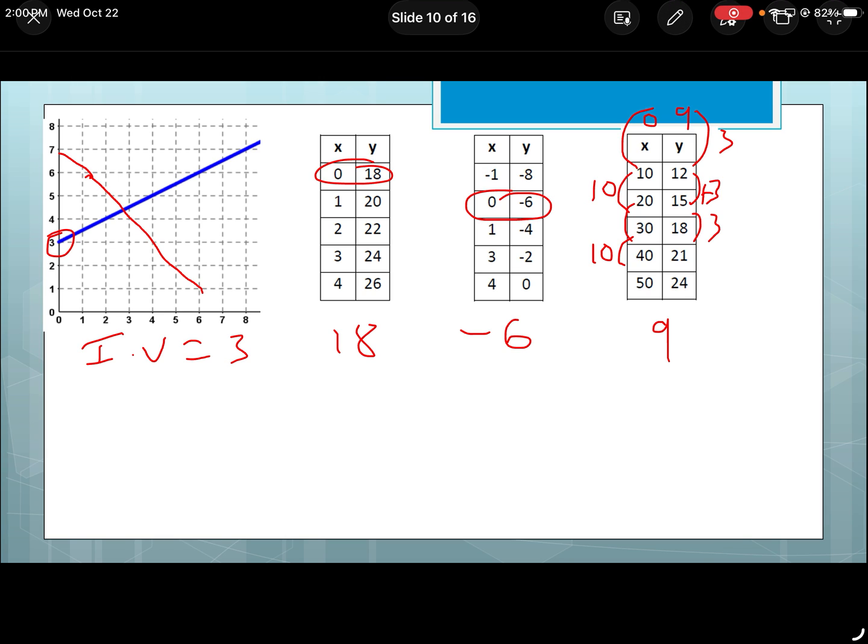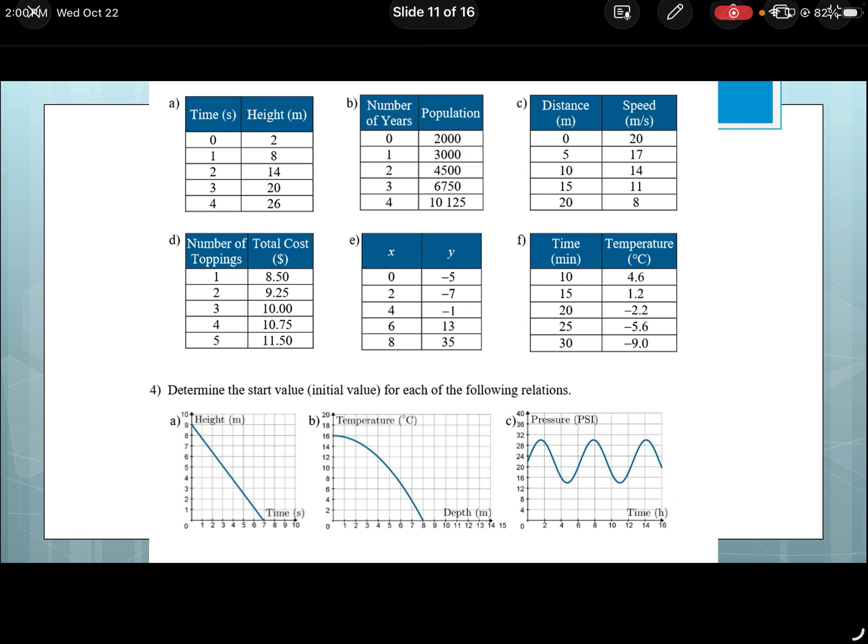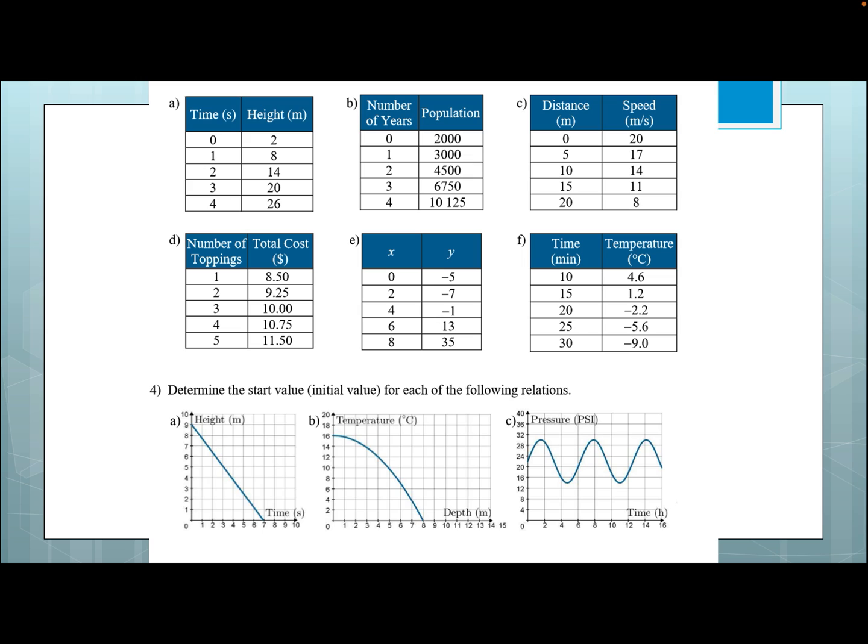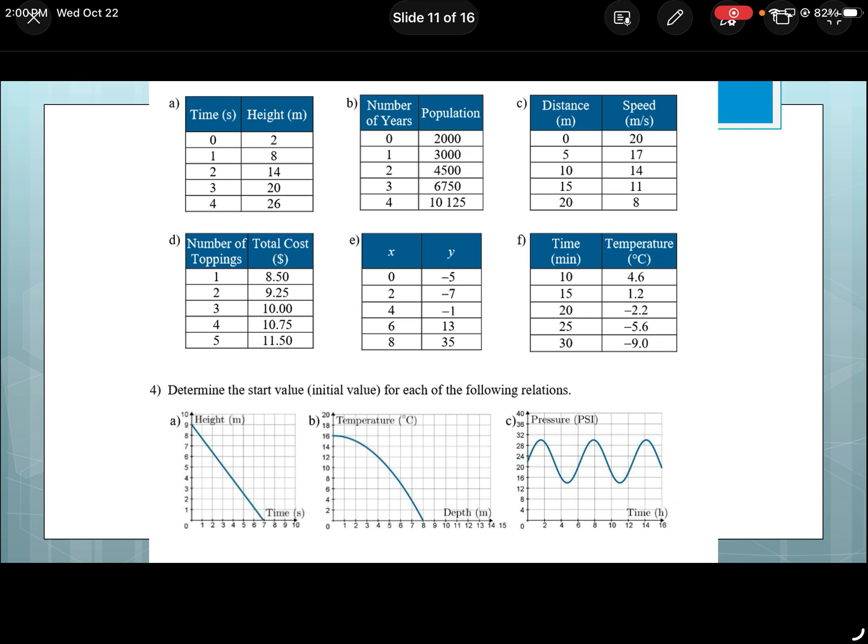Okay, so I better go. You have a go. Tell me what the initial value is. Off you go. Okay, let's go for it. So some of these are just really, really easy, right? Initial value of this one, 2. Initial value of this one, 2,000. Initial value of this one, 20, right? X is 0, so therefore it's very easy.